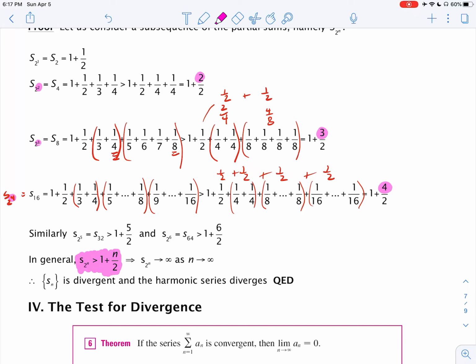So now, we've got a subsequence of partial sums, and the limit as n goes to infinity of s sub 2 to the n is going to be greater than the limit as n goes to infinity of 1 plus n over 2, and that's going to go to 1 plus infinity divided by 2, which is infinity. So the limit of our subsequence goes to infinity, and so we say that it is divergent.